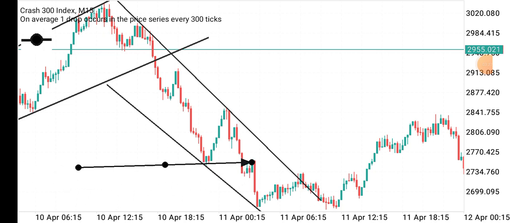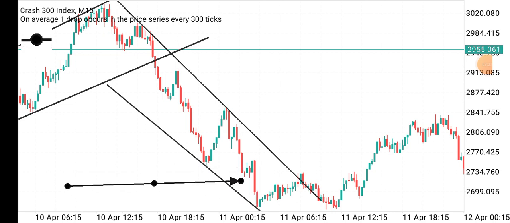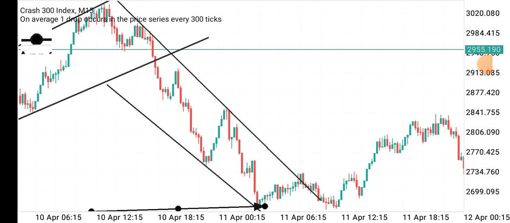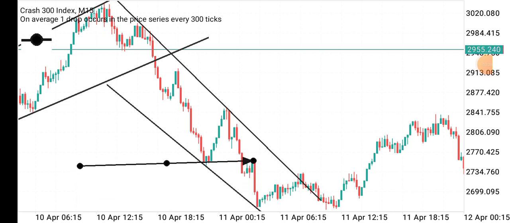Then the market went up again, then came down below this previous low here. So this is a swing high, this is a lower high, and this is a current lower low. This is a current lower high.